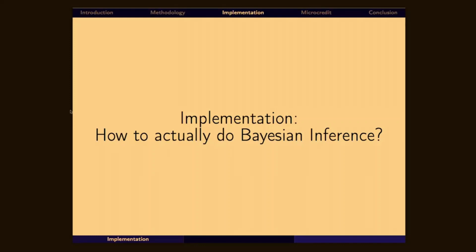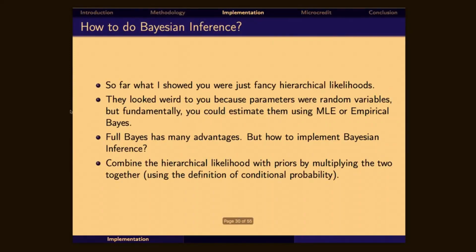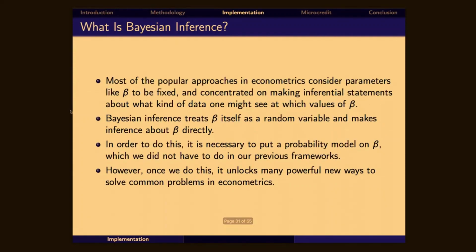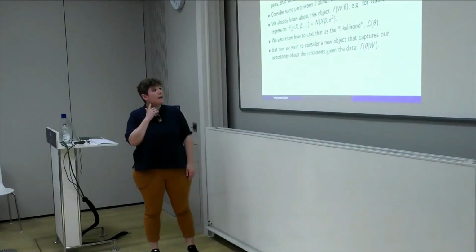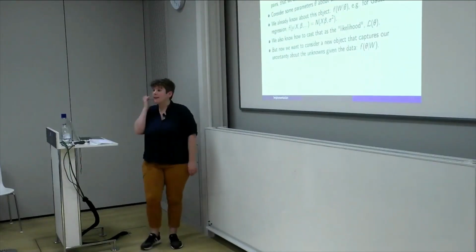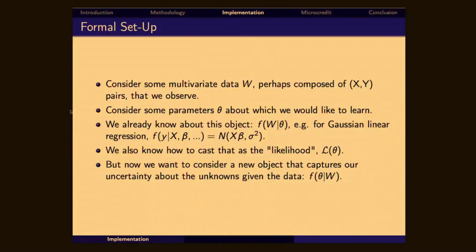Okay, so let's talk about implementation, because I think I only have 10 minutes, right? Yeah, okay. So how are we going to do full Bayes? It's not that easy. This is more propaganda. You guys know that if you have some multivariate data W and some parameters theta, you know how to specify a likelihood, right? W, conditional on theta, or taking in theta as parameters that govern its distribution.